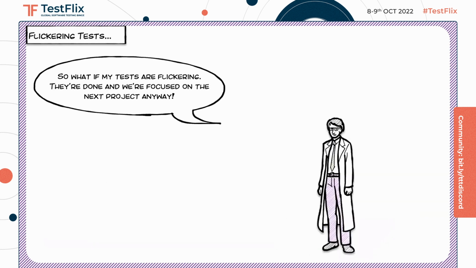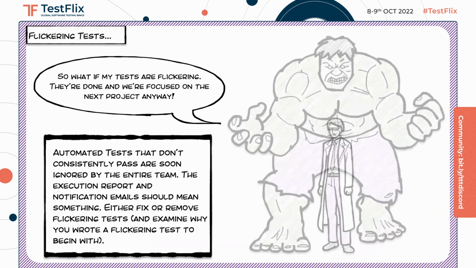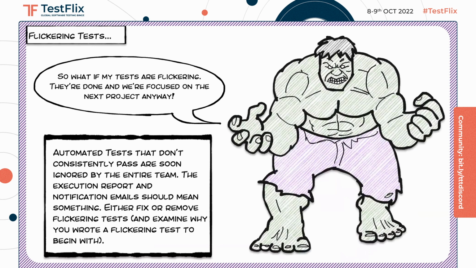Additionally, I've seen people have issues with flickering tests. These are tests that you execute and they pass, execute again and they fail, execute again, pass, fail, flickering, green, red, off and on. Automated tests that don't consistently pass are soon ignored by the entire team. The execution report and notification email should mean something to the people receiving them. You either fix or remove those flickering tests, and you want to examine why you wrote the flickering test to begin with.